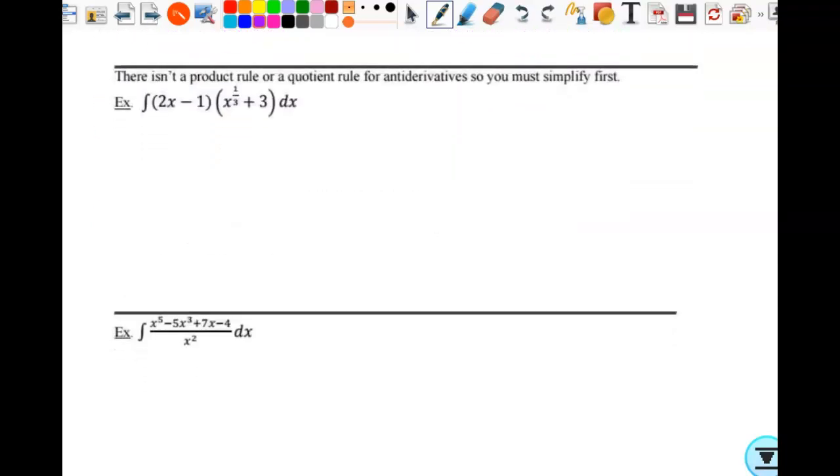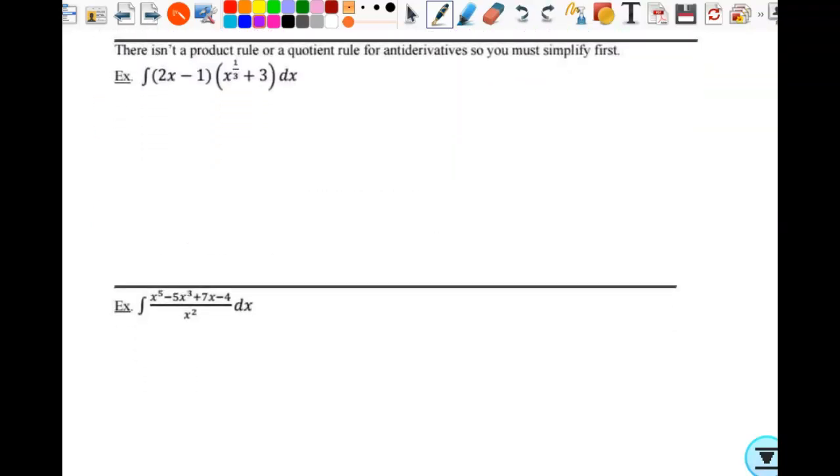All right, so there isn't a product rule or a quotient rule for antiderivatives. Okay, so there is product and quotient for taking the derivative, not for antiderivative. So we must simplify first, which means we have these two binomials. We need to FOIL this. Okay, y'all know what I mean by FOIL? Yeah, multiply them together. First, outer, inner, last.